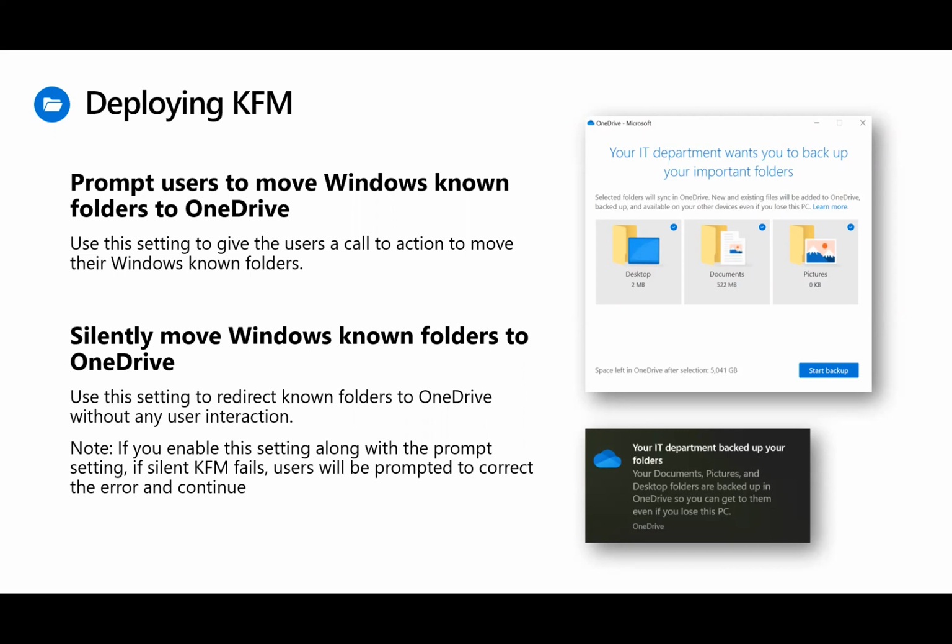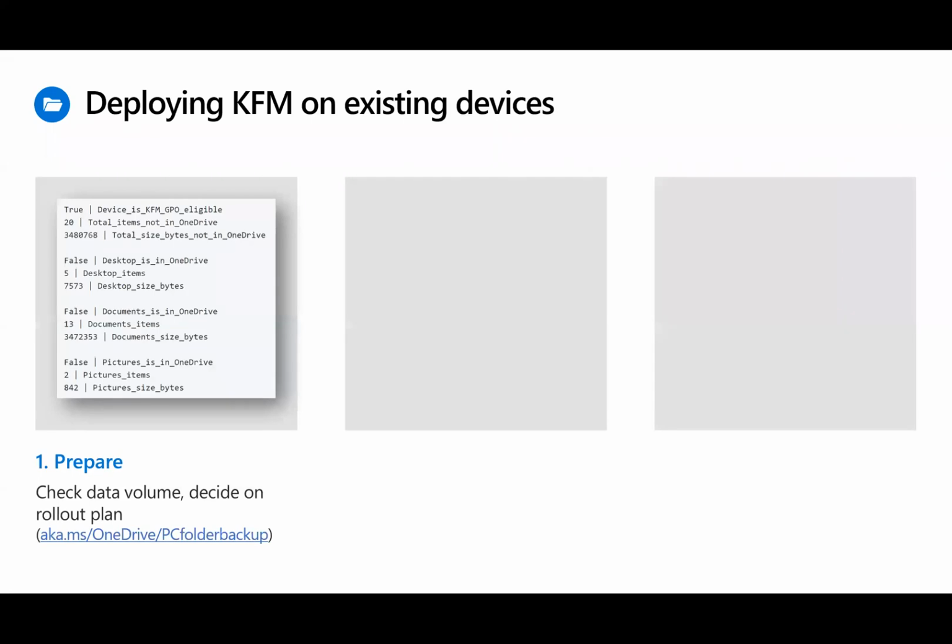With existing devices, that's where I think a lot of the planning is more important, and we think about that in three different stages. First is preparing and thinking about how much data is there, where it's located, and how you're going to roll it out. We have a script, which you'll notice still has the PC folder backup name, so I need to fix that. It's a PowerShell script that helps you understand how many items are in each known folder and how many bytes they take up.